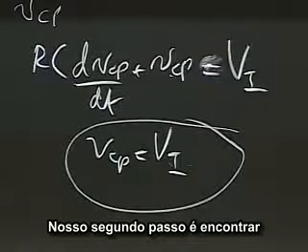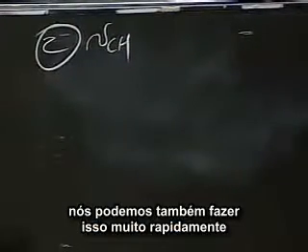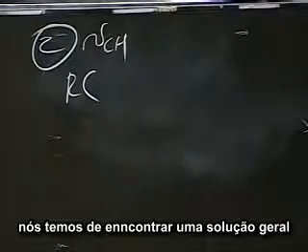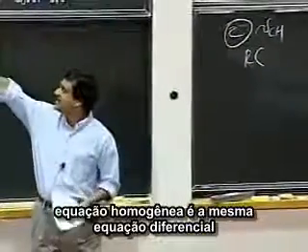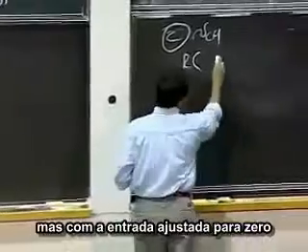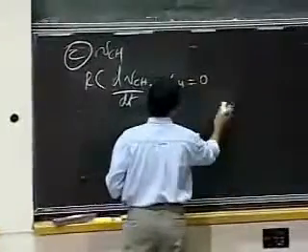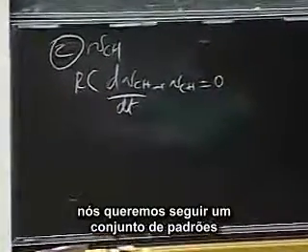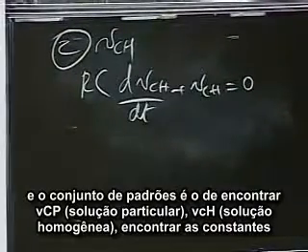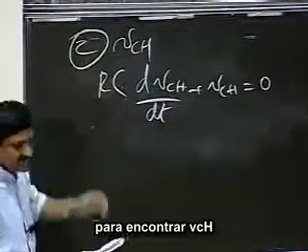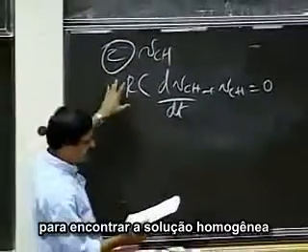Our second step is to find the homogeneous solution, and we can do that very quickly. To do that, we have to find a general solution to the homogeneous equation. The homogeneous equation is the same differential equation, but with the drive set to 0. We're going to follow a set pattern to solve the differential equations here: find VCP, VCH, find constants. And to find VCH, we're also going to follow a set pattern.